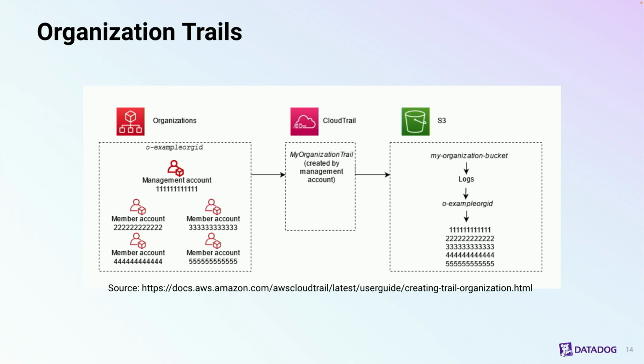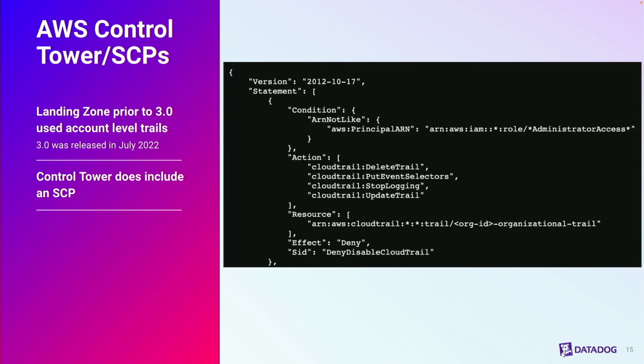Probably the best way to go about it would be to use an organization trail. Organization trails are a feature of AWS Organizations, and relevant to this context, they have a pretty important feature. Organization trails cannot be edited or deleted by principals in the member account. So even if an adversary gets administrator access or ** permissions, they won't be able to delete or edit the trail.